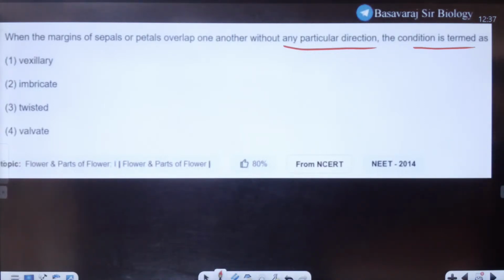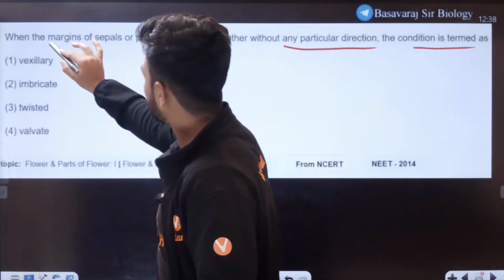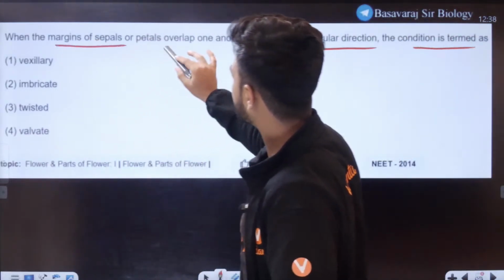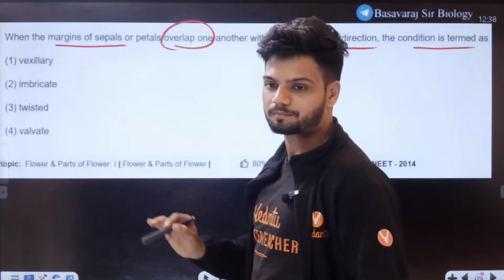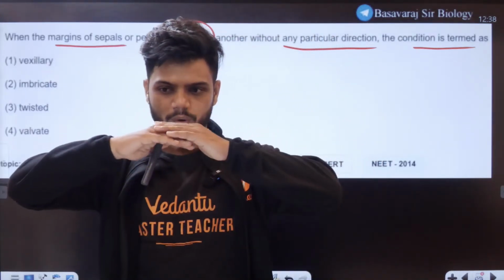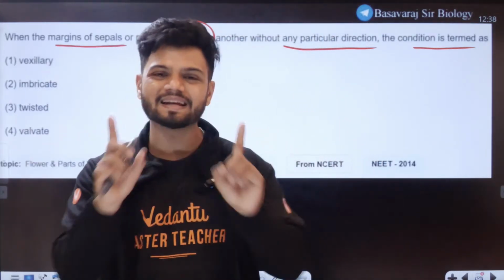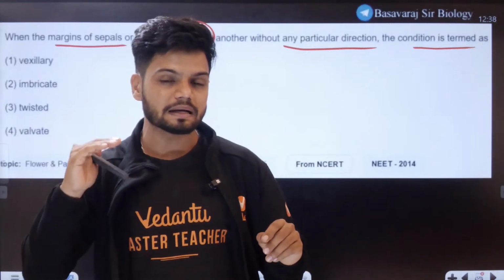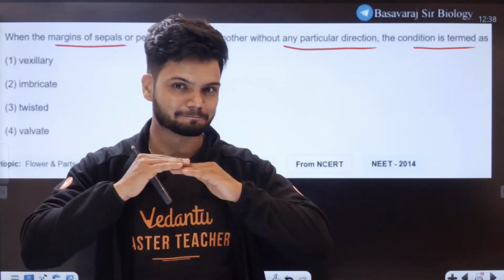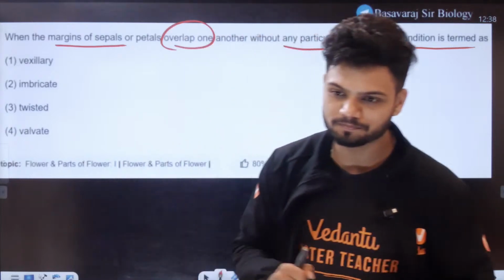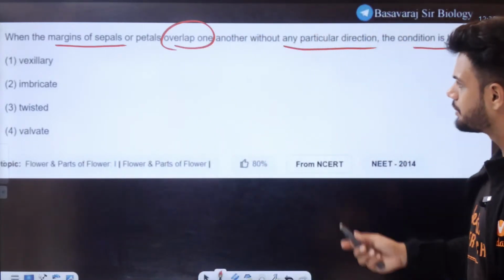Tell the answer. See, students, when margins of sepals or petals overlap, yes, it is overlapping one another, but not in any direction. One is completely out, one is completely inside. Answers anyone? Imbricate.